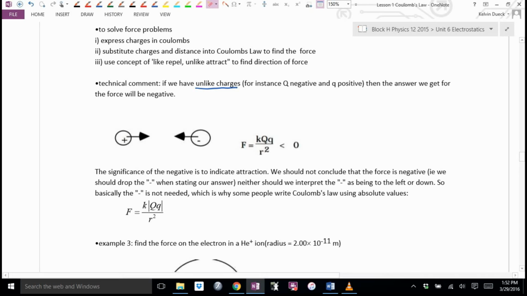You guys have seen absolute value in math. Some textbooks will actually put an absolute value sign around the charges, just to remind you, don't bother putting signs in. I'm not going to put an absolute value sign. What I'm going to tell you is for forces, forget the signs. Don't worry, we'll get the direction. So let's actually crunch one.